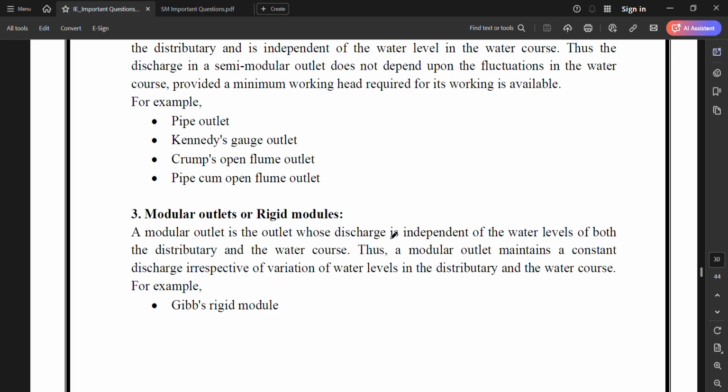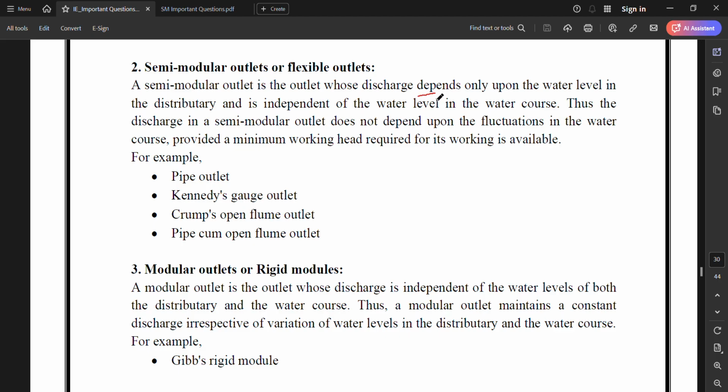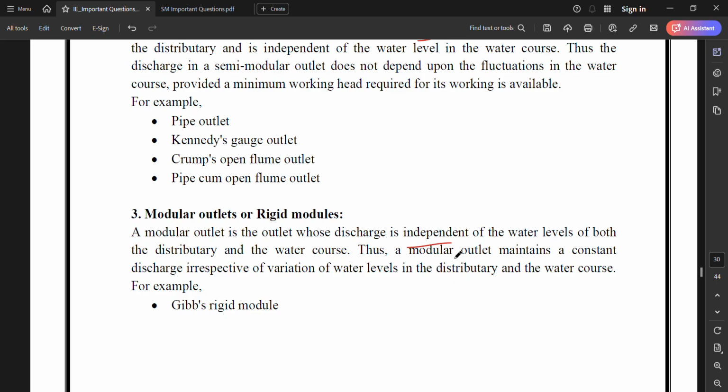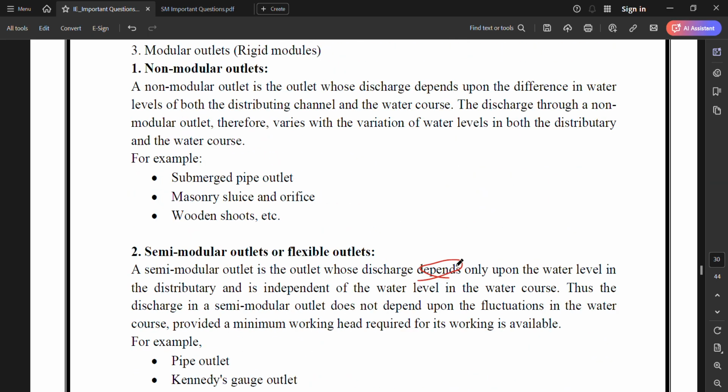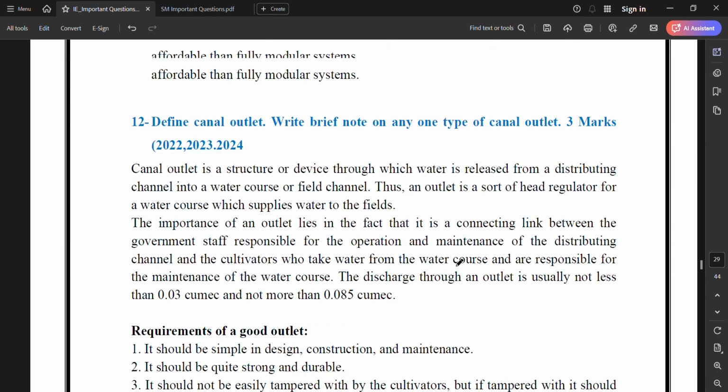Now, third is the modular outlet or rigid outlet. A modular outlet is an outlet whose discharge is independent. In a semi-modular outlet the discharge is dependent on the distributary level, but in a modular outlet, it is independent of the water levels of both the distributary and the water course. Thus, the modular outlet maintains a constant discharge irrespective of variation of water levels in the distributary and the water course. For example, Gibb's rigid module. So these are the modular canal outlets and canal modules.